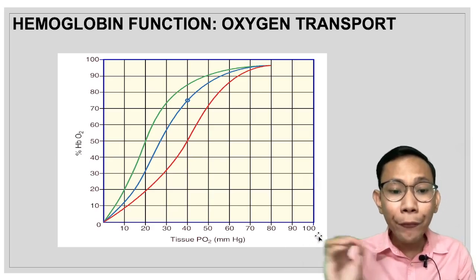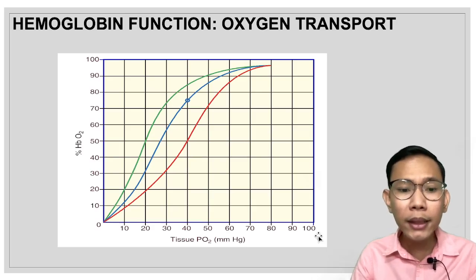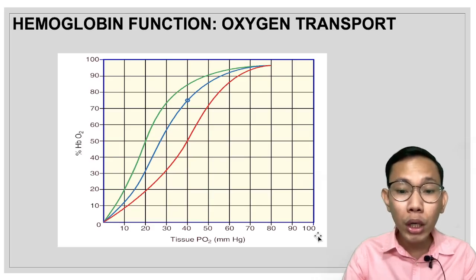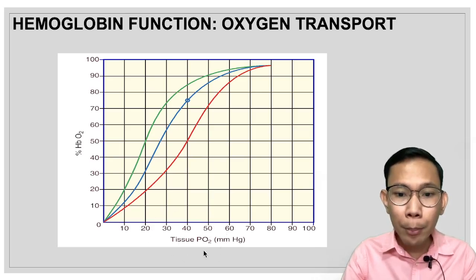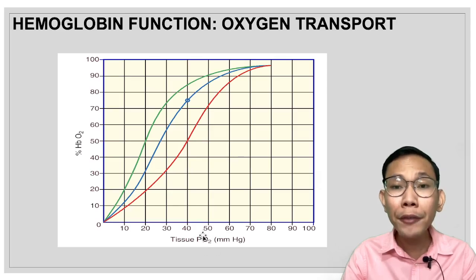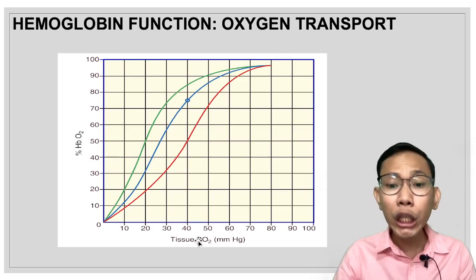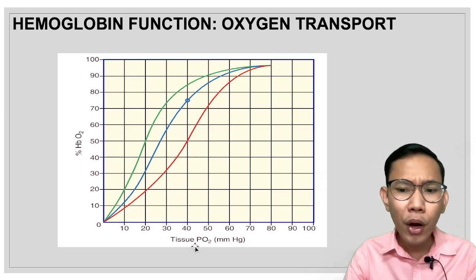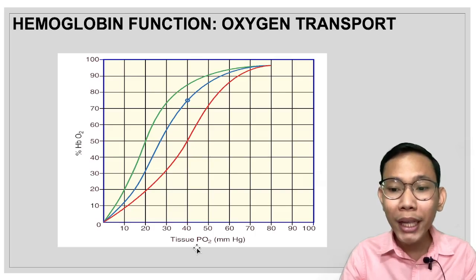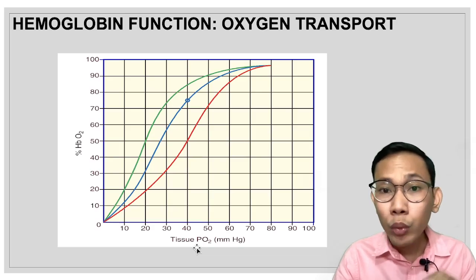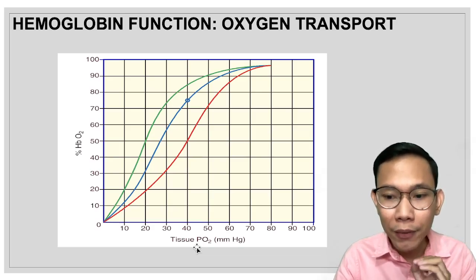Remember that the affinity of your hemoglobin for oxygen relates to the partial pressure of your oxygen. Your PO2 refers to the partial pressure of your oxygen, often defined in terms of the amount of oxygen needed to saturate 50% of your hemoglobin. That is what we now call your P50 value.